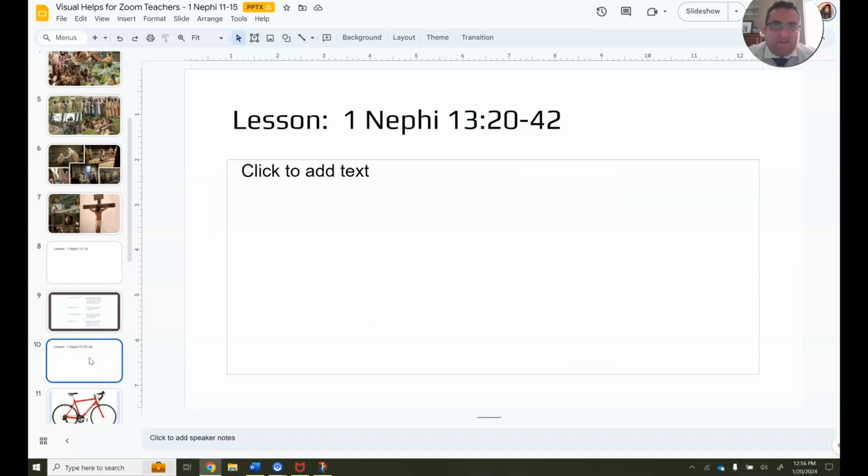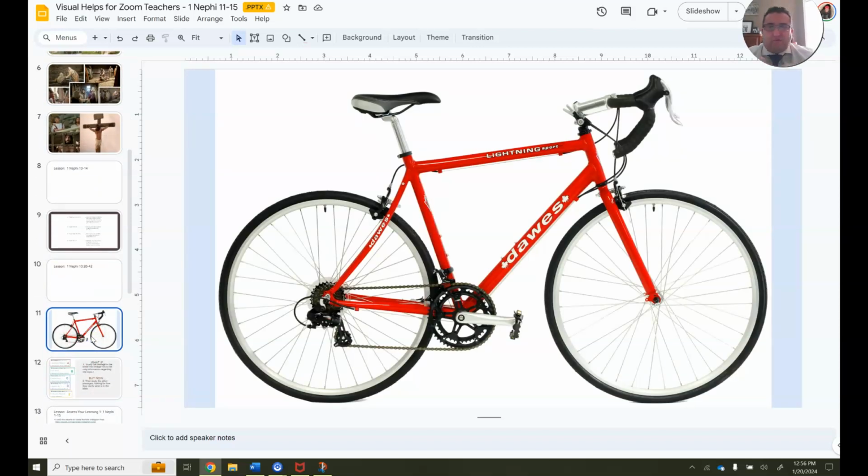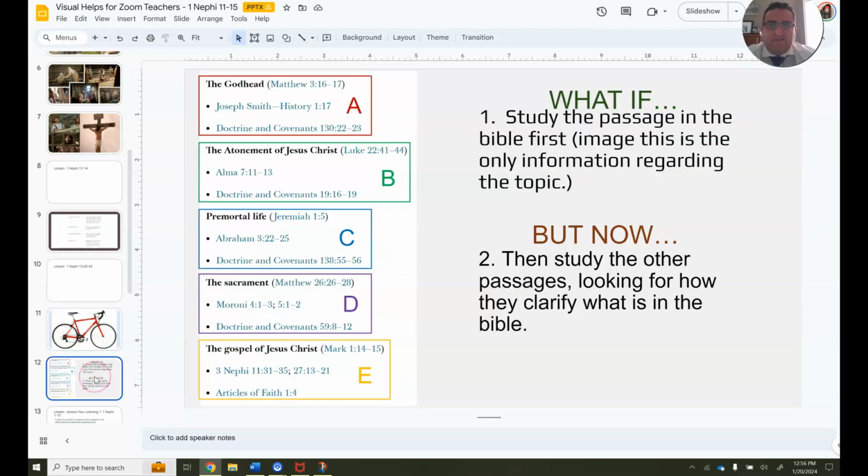Then the next lesson, 1 Nephi 13, 20 through 42, at the beginning it talks about a bike. Gave you a quick bike there that you could easily use. And then there's an activity a little bit later on in the lesson where they need to go to these different groups of scriptures and ask themselves, what if we just had that first Bible verse and then read the second and third verse about modern day revelation, the Book of Mormon and later, and how that helps clarify things and what they learn and realize because of the great revelation that we have besides just the Bible.